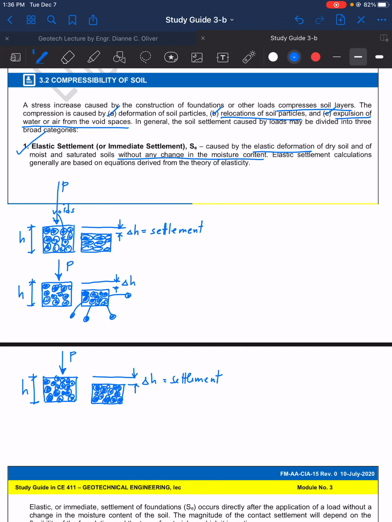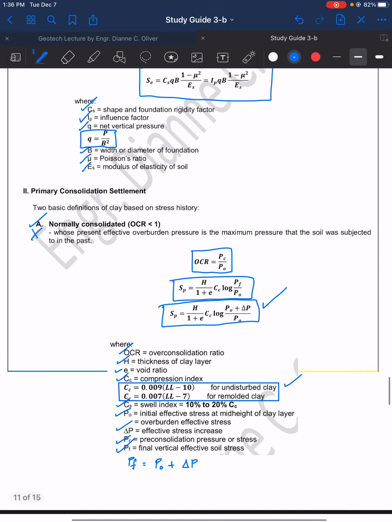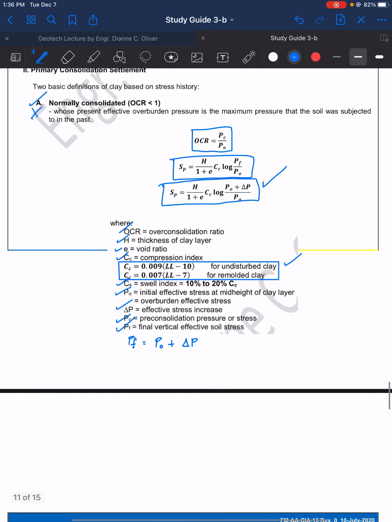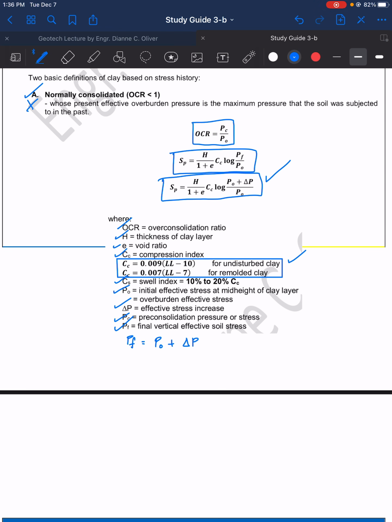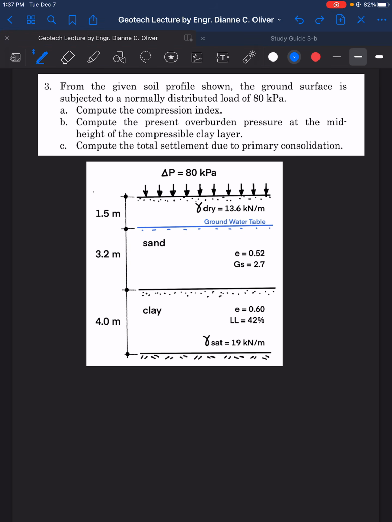Now again, what is the delta P? We can find it under primary consolidation. It's the effective stress increase in the soil. So we have delta P as the stress that is added into the soil.